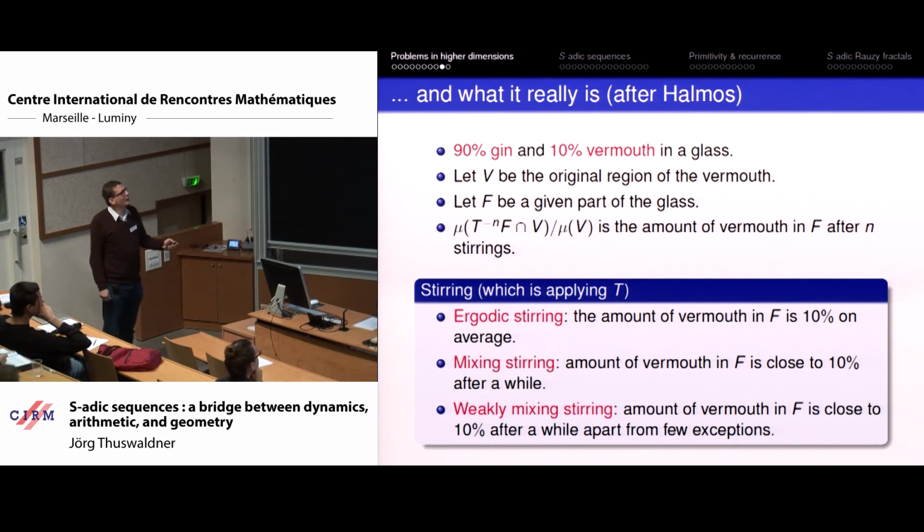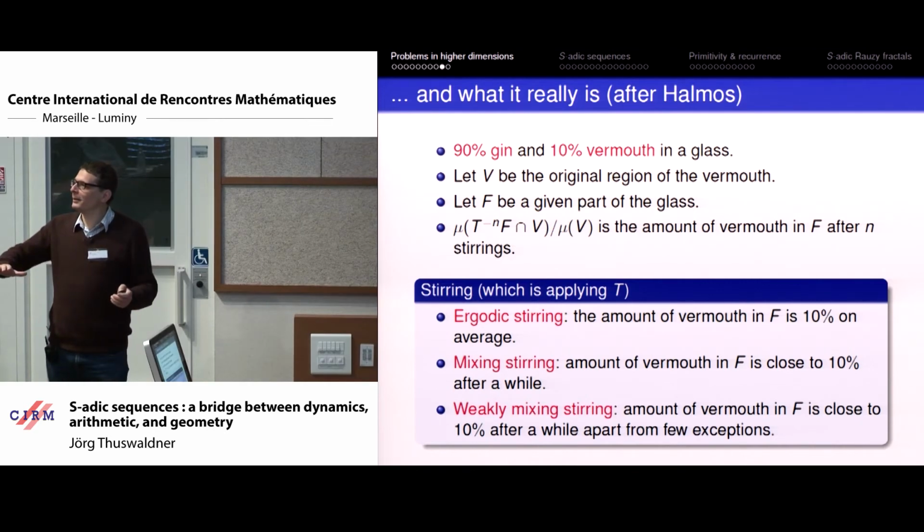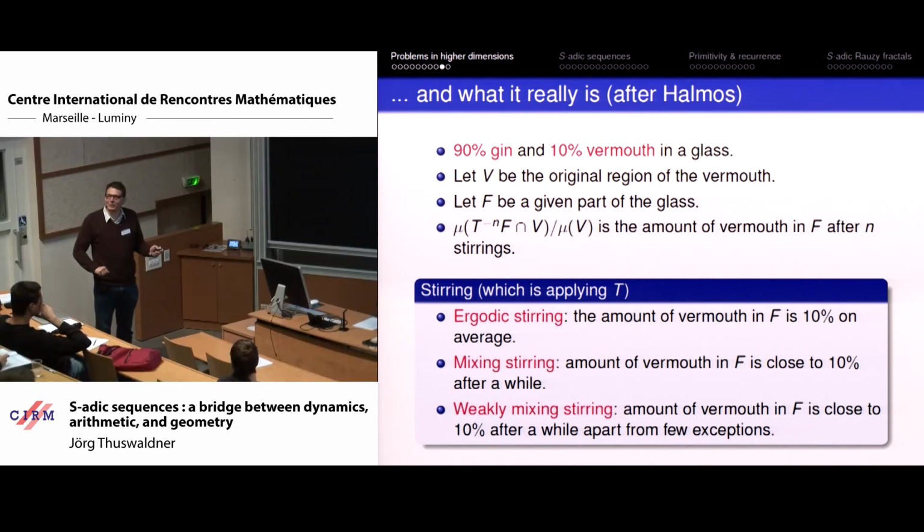So you have a glass, and you put 90% gin and 10% vermouth in it. I did it exactly the way that Halmos did it. You can do it with milk and whatever, but he did it like that. 90% gin, 10% vermouth in a glass, and let V be the original region of the vermouth. So the glass is standing here, nobody touches it, there is vermouth and there is gin. Vermouth is in the region V.